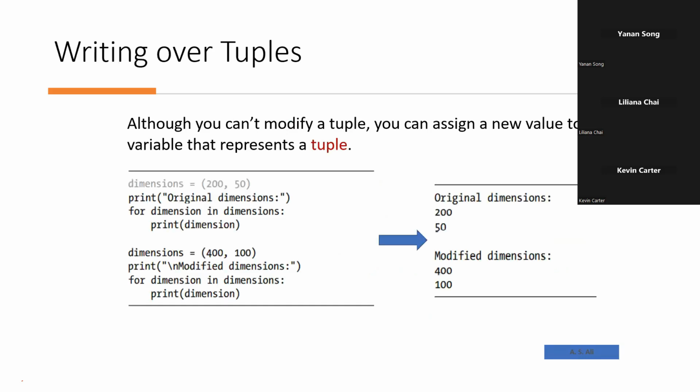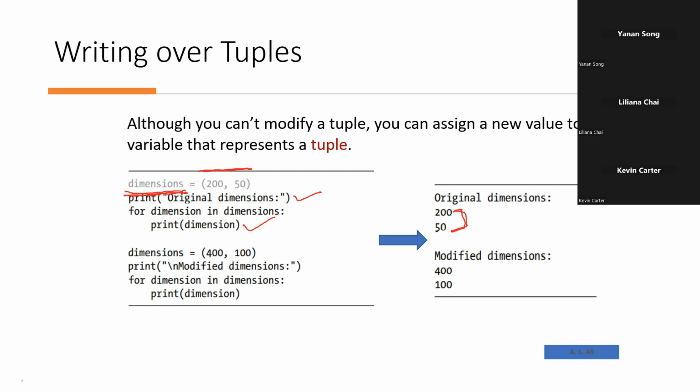Okay, so look at one example here. We said we cannot modify a tuple, meaning we cannot add or remove items from a tuple. But we can assign a new value to a variable that represents a tuple. For example, here we have a variable called dimensions, and the dimensions are 200 by 50. I can print it out, original dimensions, and you can see it printed as 200 by 50 using this for loop, printing each one.